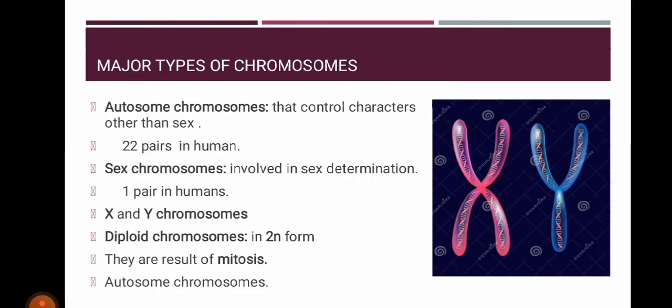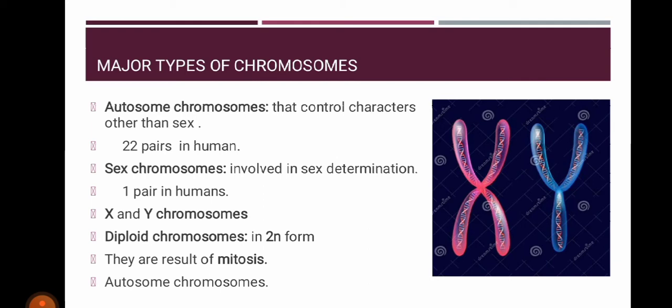There are other types of chromosomes, which are the major types. They are the autosome chromosomes and the sex chromosomes. Autosome chromosomes are those which are not involved in sex characteristics.